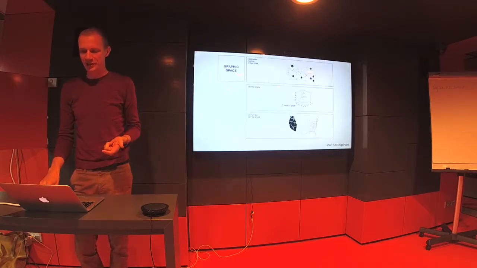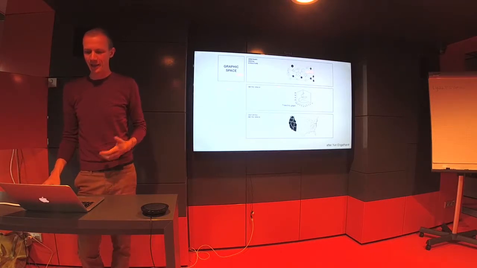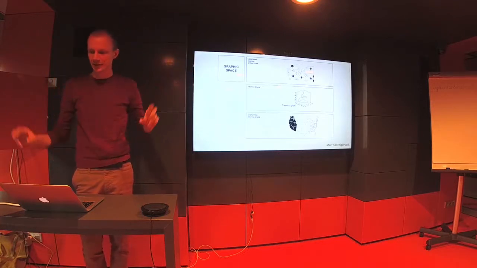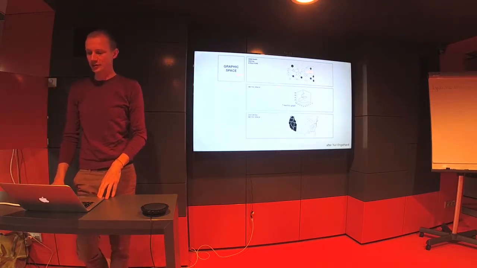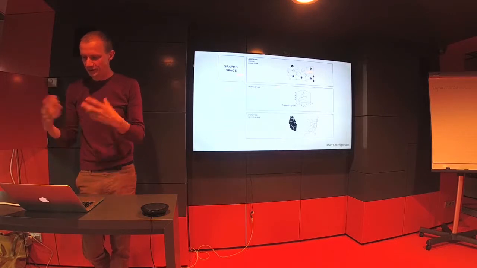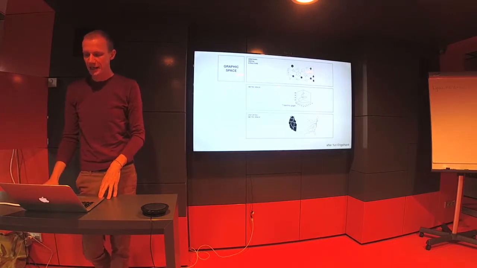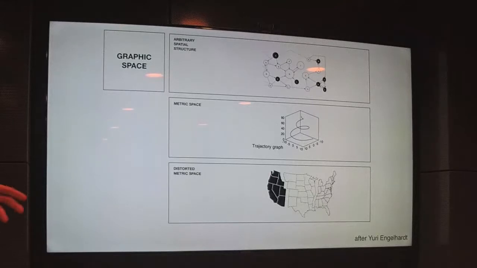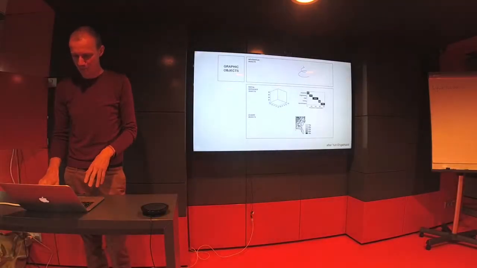But we can dive deeper into this, because what is graphic space? It can be an arbitrary spatial structure, like you see up there, like a network where everything is placed as the need arises. Then there's metric space, which is in the middle. A map could be a metric space, but not like the one on the bottom, because it's not geographically correct, because it's been extruded like that. So that's a distorted metric space. So there are 3 different spaces.